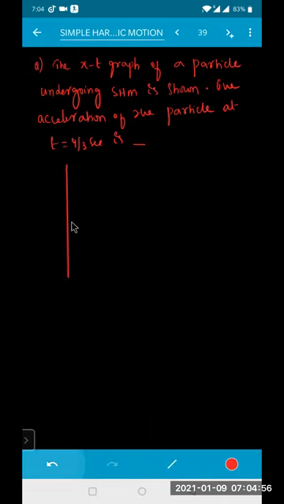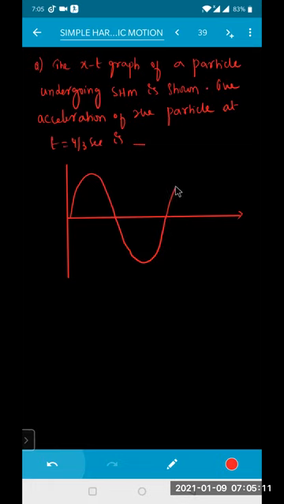This is the graph given for me, something like this. This is your 0. This is your 1, and this one is your -1. This one is 4, this one is 8, and this one is your 12. This is your time given in seconds, and this is your x in centimeters.